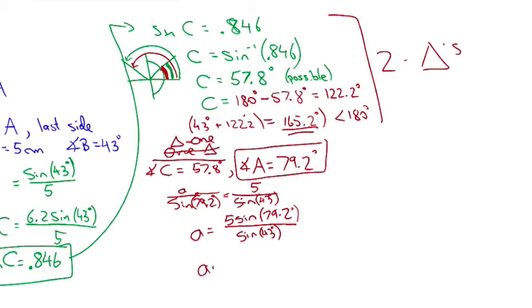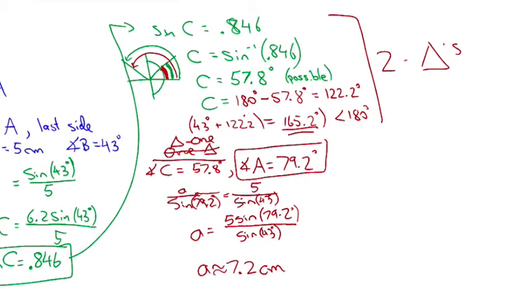A is approximately 7.2 bananas. And then you should be like, no, there's something else. Degrees? Radians? Centimeters. No, they're bananas. All right, so one of the triangles is going to have a C angle of 57.8, an A angle of 79.2, an A side of 7.2, and that solves the entire triangle.